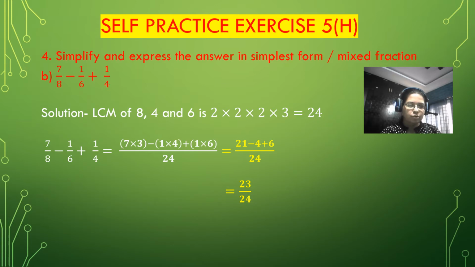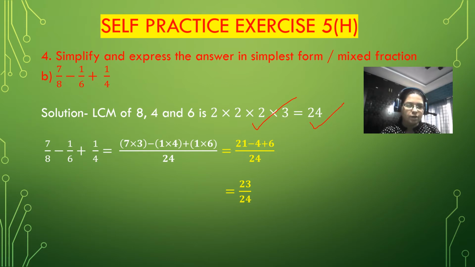We know prime factorization of 8 is 2 multiplied with 2 multiplied with 2. And prime factorization of 6 is 2 multiplied with 3. And prime factorization of 4 is 2 multiplied with 2. So LCM of 8, 6 and 4 is 2 multiplied with 2 multiplied with 2 multiplied with 3. So 8 multiplied with 3 is 24. So LCM of 8, 4 and 6 is 24.